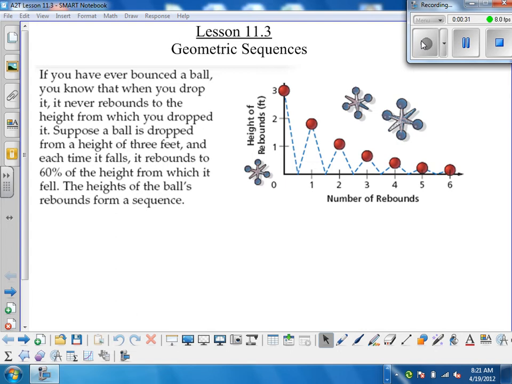So they're kind of giving you a graph here. It's always rebounding 60%. Now, obviously, due to gravity and stuff, eventually the ball's going to stop. But if it's always 60%, it would never actually get to the ground, but because of gravity, it does. So let's go to the next page here, which is actually where your notes start.